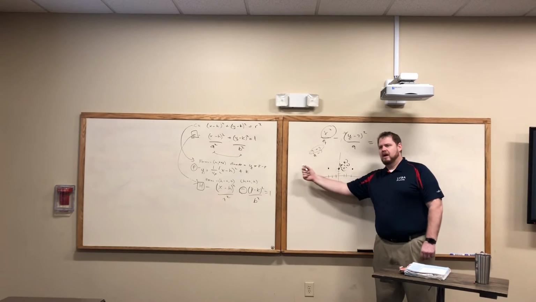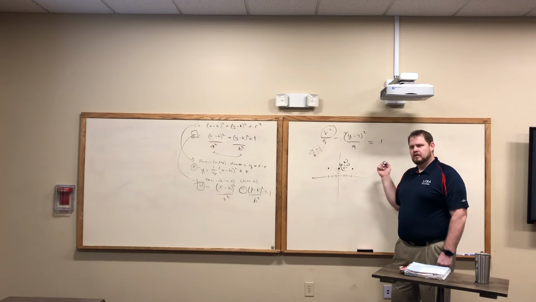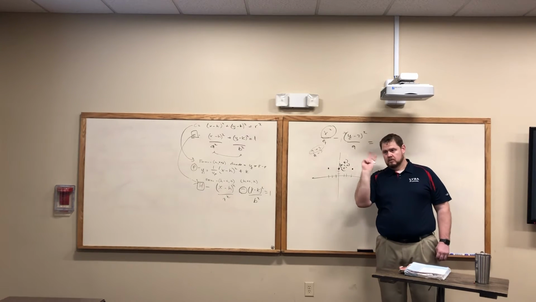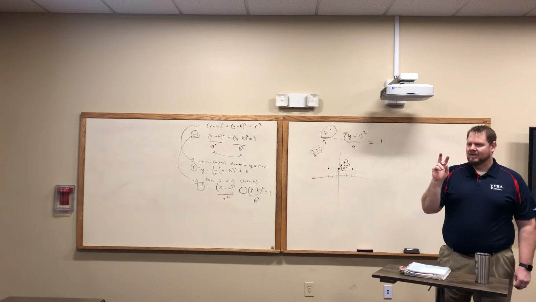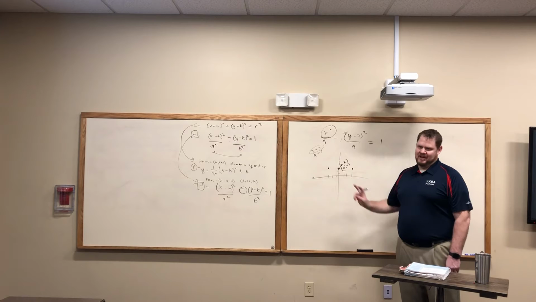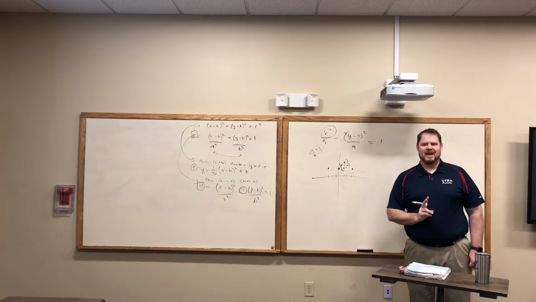I'm pulling it away 3 and 3, because I know I have to have 2. Wait, why are you pulling? I'm trying to remember how we did the ellipse. All right. Does everybody understand where I got my H, K from? Yes. Are we good with that?